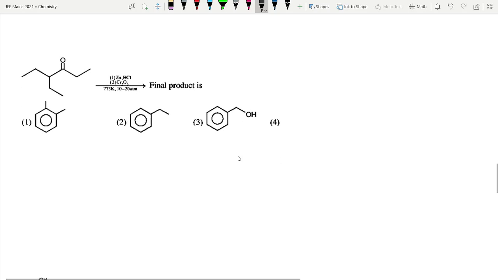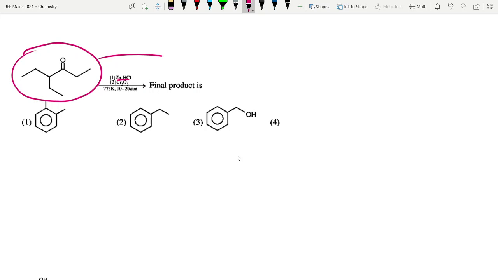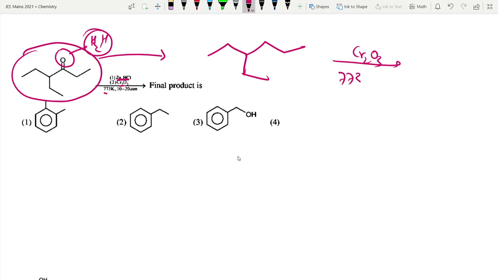Then let's now move on to the next one, where we have a ketone, and then we use Zn-Hg/HCl. This is a Clemmensen reduction, so the double bond O will be replaced by 2 hydrogens like this, and you will get this thing. Then Cr2O3, okay, again a catalyst, and 773 Kelvin, 10 to 20 atm. This again feels like aromatization.